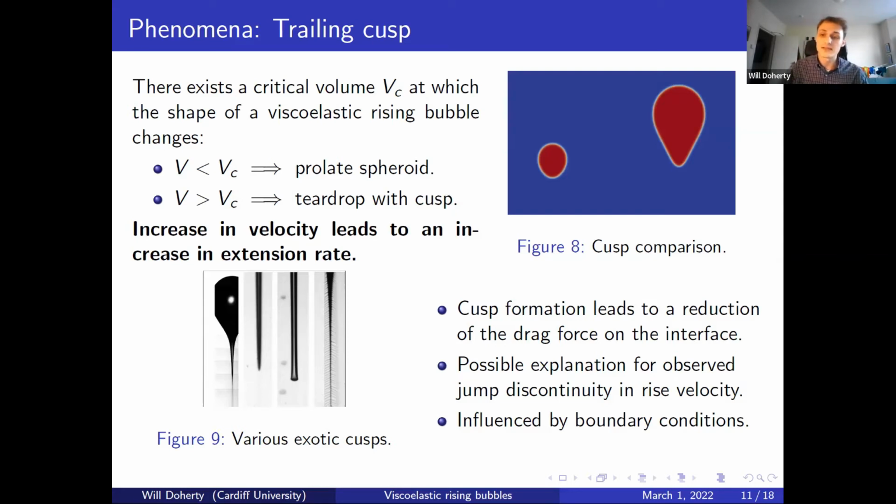This in turn increases the elastic forces inside the fluid because they're dependent on the rate of strain, which then leads to an increase in extension rate. So you can see the bubbles kind of being pulled out. And the reason for the shape of the cusp being the way that it is is due to the next phenomenon that I'm going to talk about.